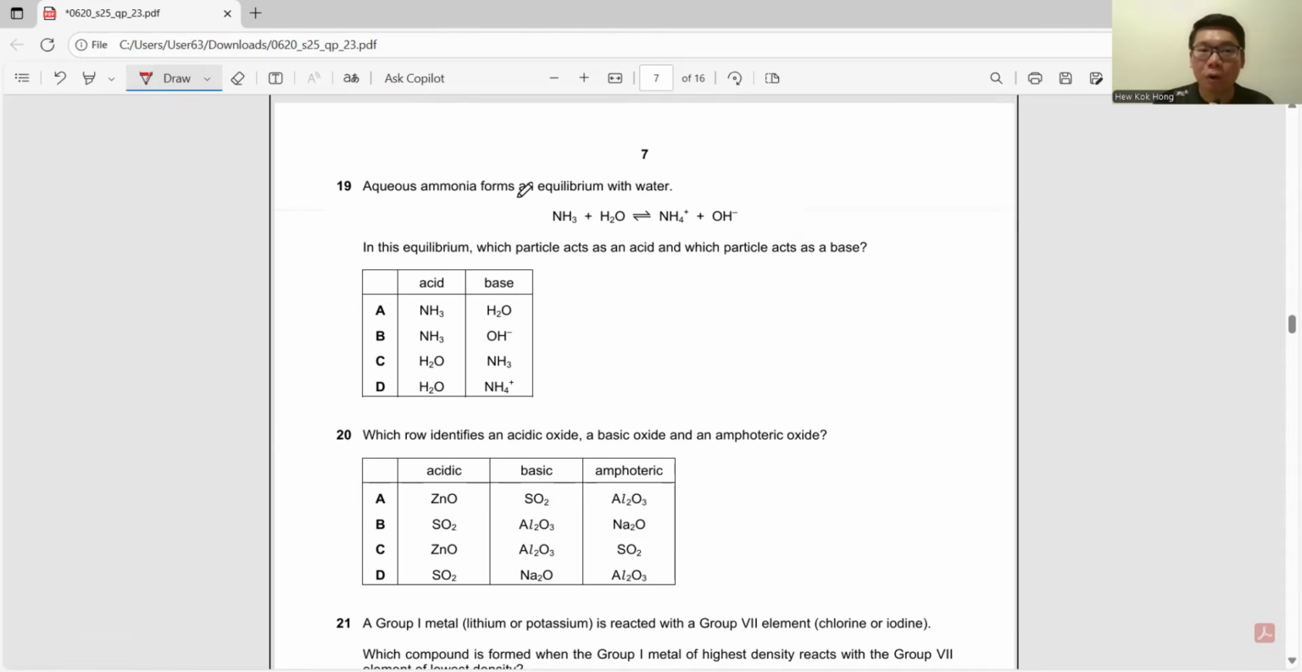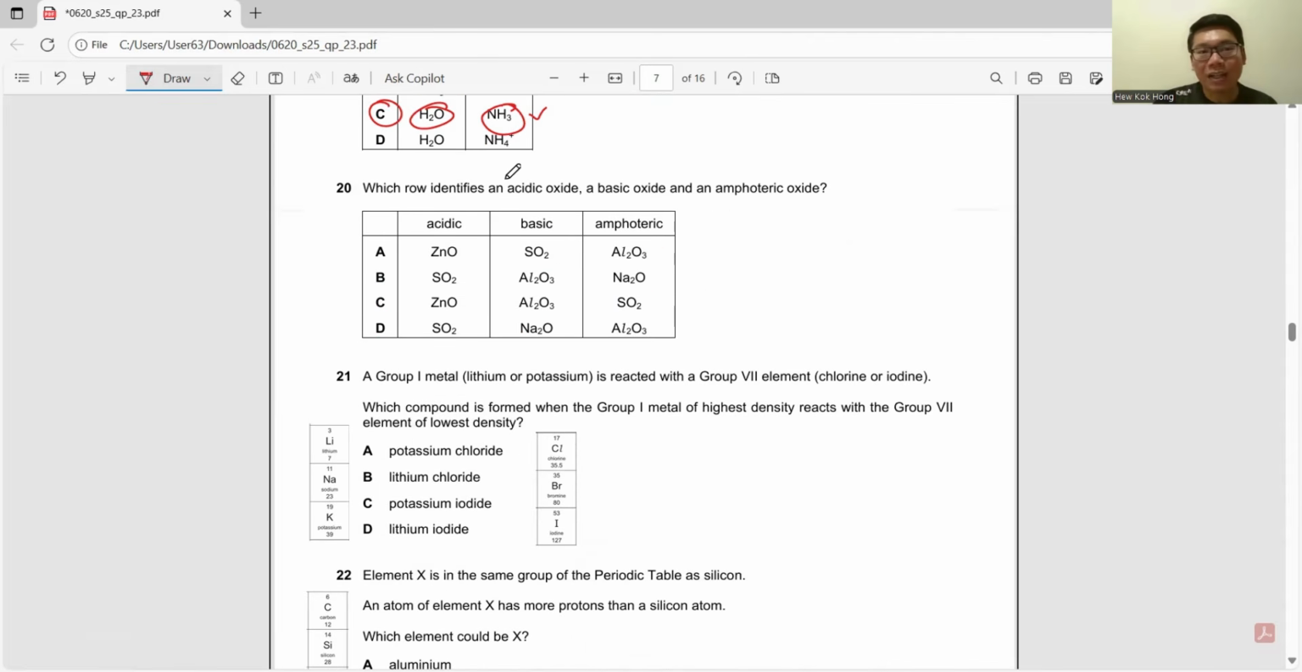19. Aqueous ammonia forms an equilibrium with water. In the equilibrium, which particle acts as an acid and which particle acts as a base? We know that acids release hydrogen ions, while a base is the one that accepts the hydrogen ion. So NH3 actually receives the hydrogen ion, so that's why it acts as a base. And then H2O releases a hydrogen ion and leaves OH-. That's why H2O here acts as an acid that produces hydrogen ion. So answer is C.